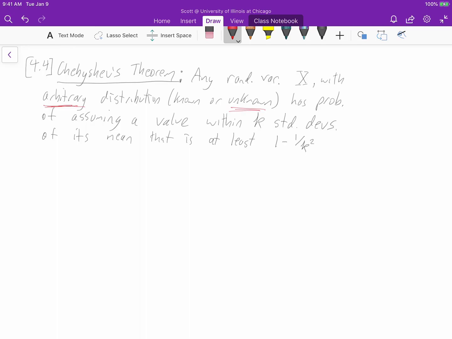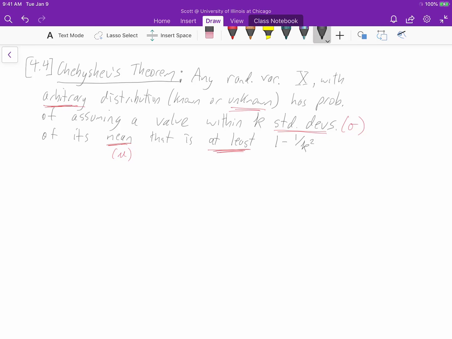So what it says is that a random variable x has a probability of taking on a value, well, not a particular value, but any value within k standard deviations. In order to make an accurate statement here, we need to know the standard deviation, or be confident in it, and the mean. And so there's that mu. And that probability is at least 1 minus 1 over k squared. So you're not going to get a probability out of this, but you're going to get a lower bound for a probability.